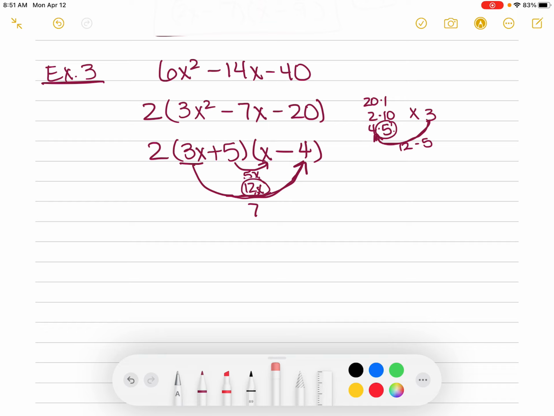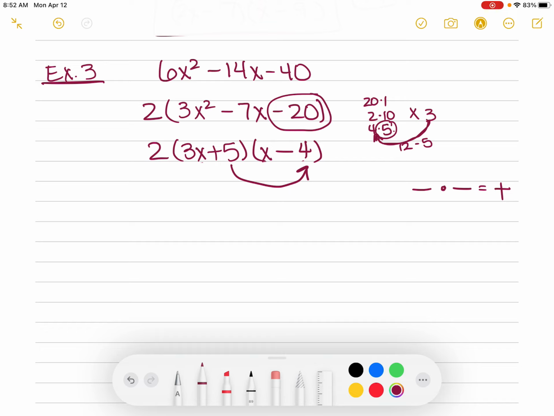So why did I pick plus minus when my signs are minus minus? Okay, that's because I need the last number, this last one, to be negative. See? And so to do that, I have to have a plus and a minus. If I have a minus times a minus, that equals a positive. So I don't want that. I want it to end up negative. So a plus times a negative is equal to a negative.